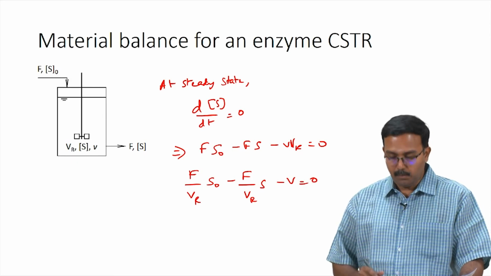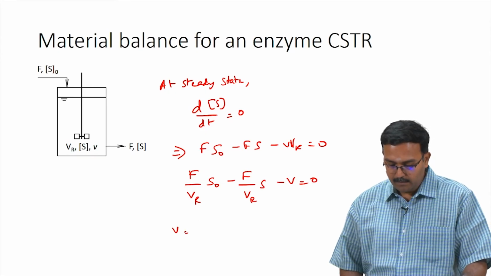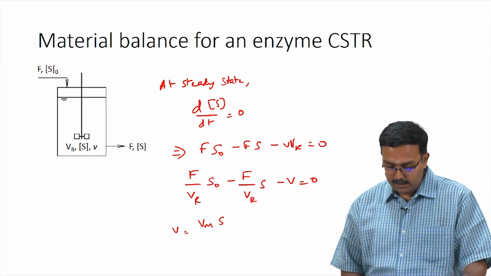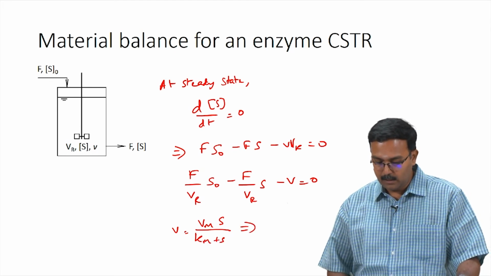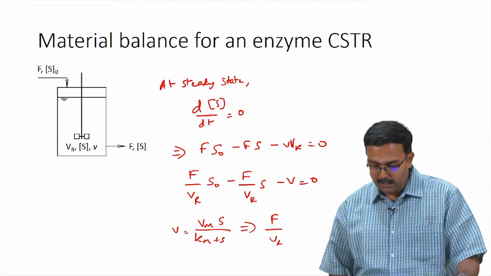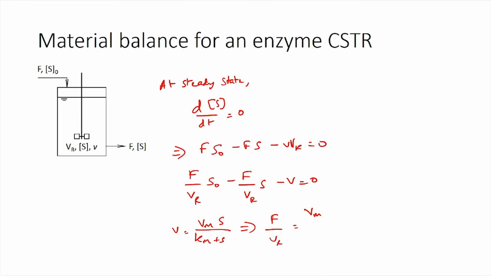From the Michaelis-Menten equation, we know that V equals Vm S divided by Km plus S. So, we can substitute this here to get F by Vr equals Vm times S, which is the substrate concentration leaving, divided by the substrate concentration inlet S0 minus S, times Km plus S. So, this equation can be derived using the material balance equation.